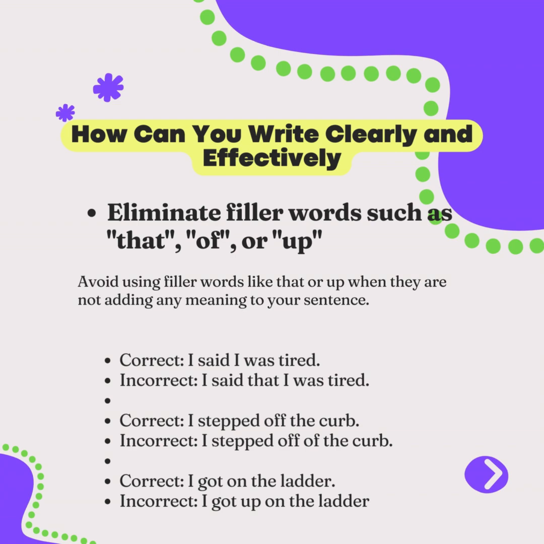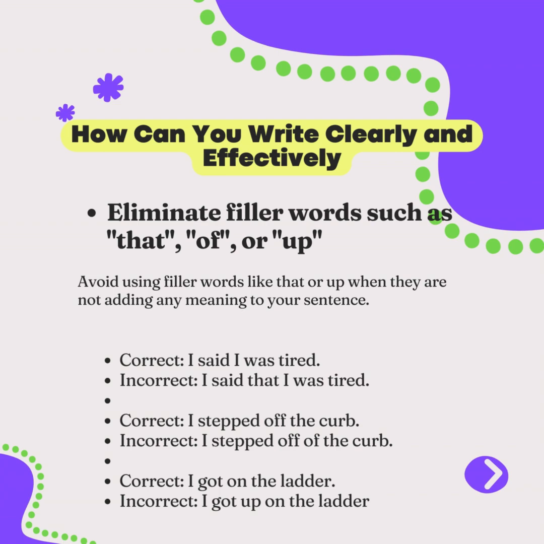Now, finally, eliminate filler words such as that, of, or up. Filler words are words that do not add any meaning to your sentence. They just make it bulky. Give some examples here. I said that I was tired. That is not adding any meaning to your sentence. So you can remove it and say, I said I was tired, or I stepped off of the curb. The other of, the one without the extra F, doesn't make any sense. So you can remove it in the sentence.